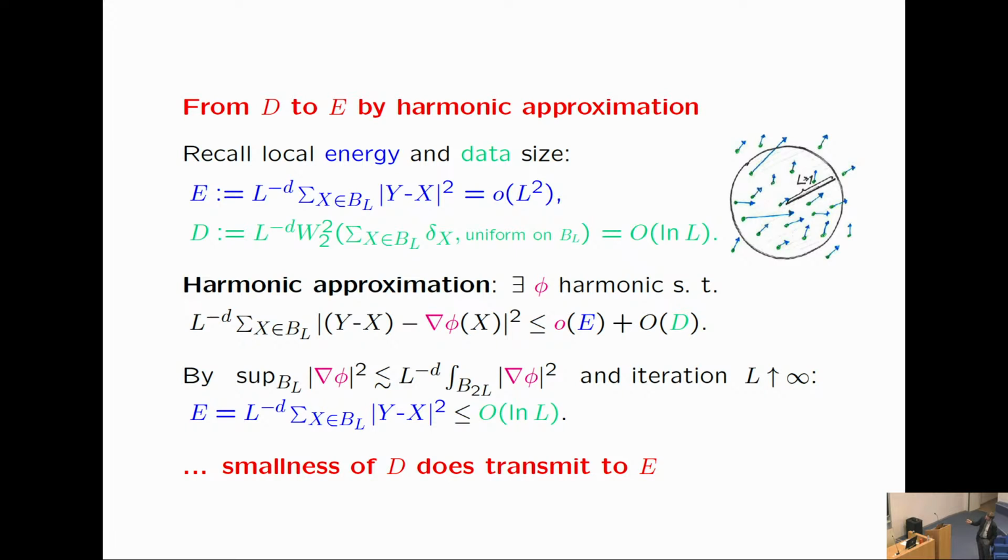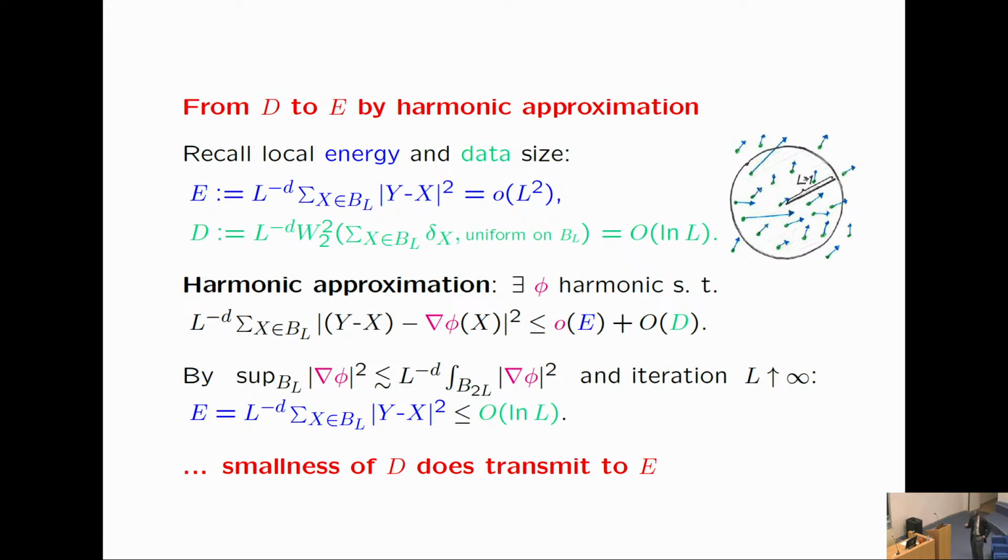So here again is the definition of the local energy and the local data size. So that's the local transportation cost. That's the measure of how far our empirical measures are away from the uniform distribution. So this a priori is much smaller than this one. And in the end, we want to show that also the blue quantity is as small as the green quantity. And the way we do that is by harmonic approximation.